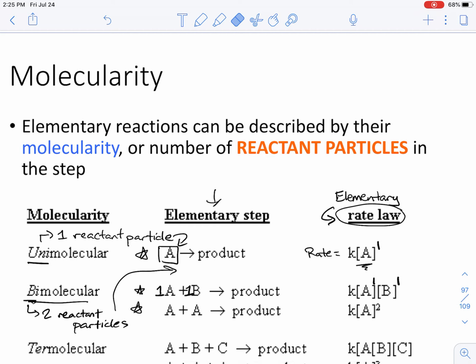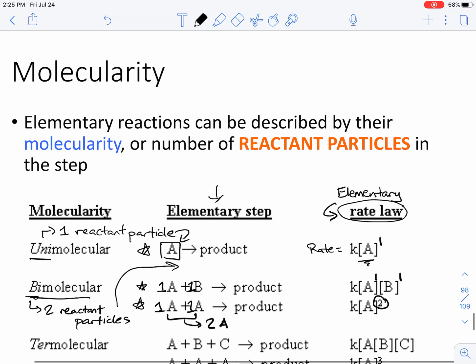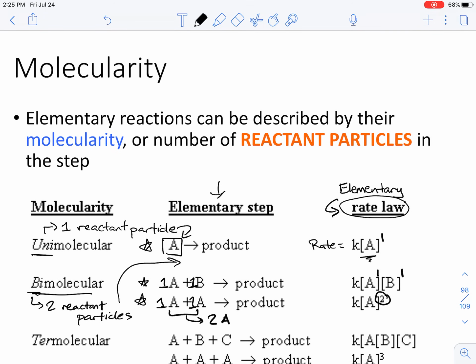Now, if you guys are looking at this next one, notice how there's 1 and 1, but since they are the same, technically it's 2. And so therefore, the order of reaction with respect to A for this example is second order.